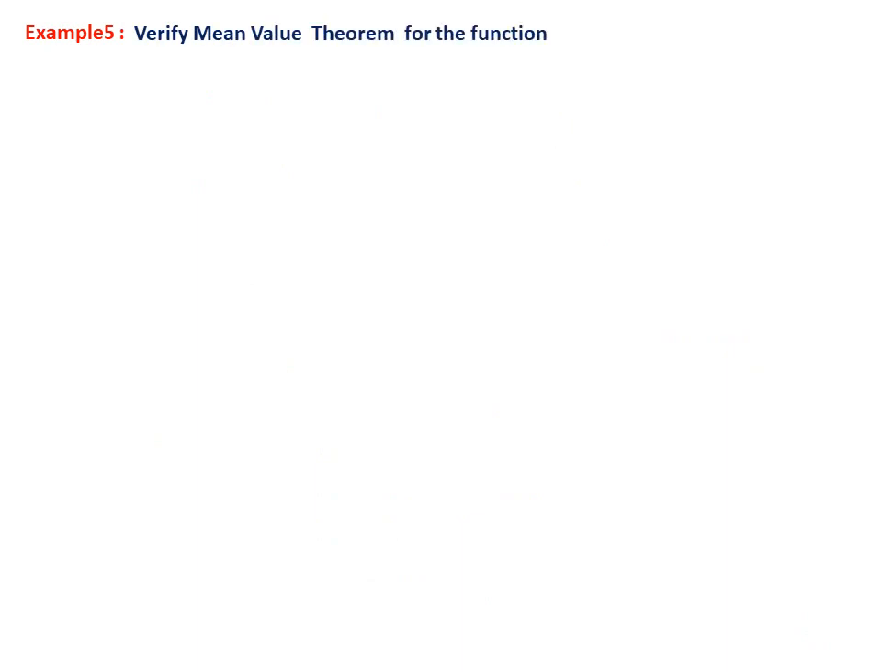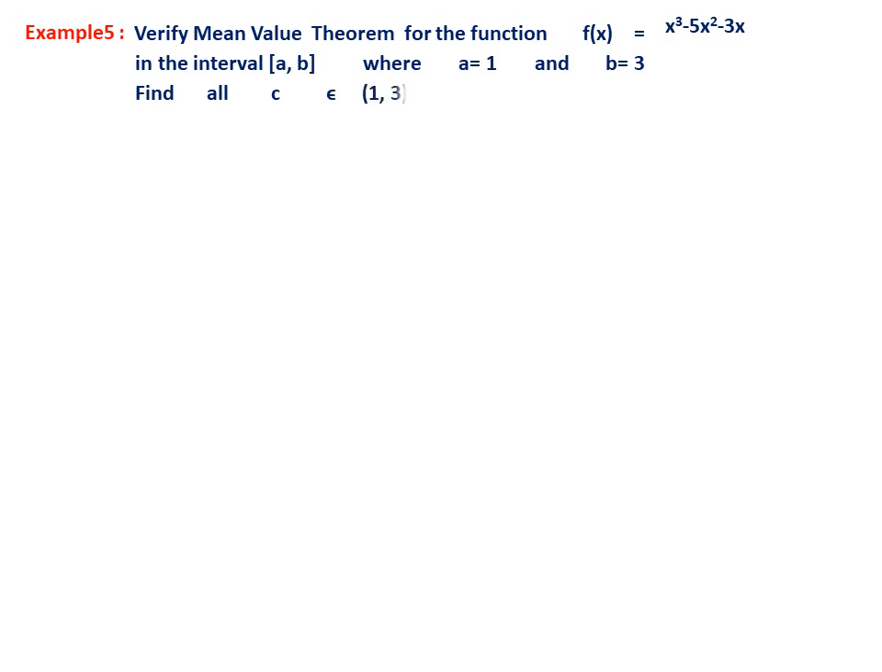Next, example 5. Verify mean value theorem for the function f of x equal to x cube minus 5x square minus 3x in the interval [a, b], where a equal to 1, b equal to 3. And there is one more question. Find all c belonging to (1, 3) satisfying the condition f dash c equal to 0.